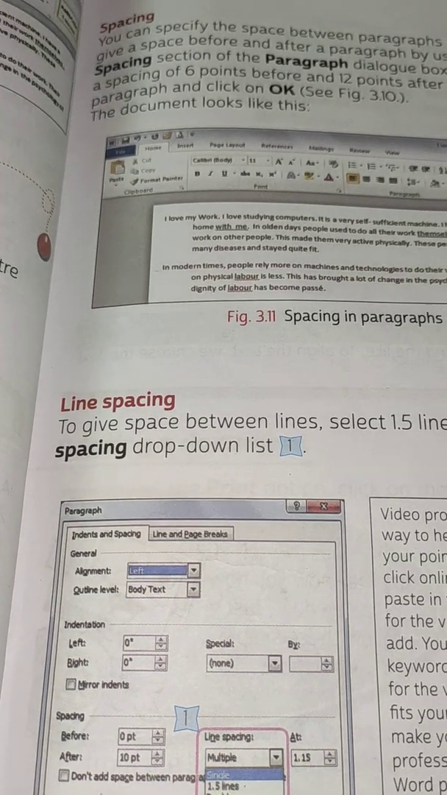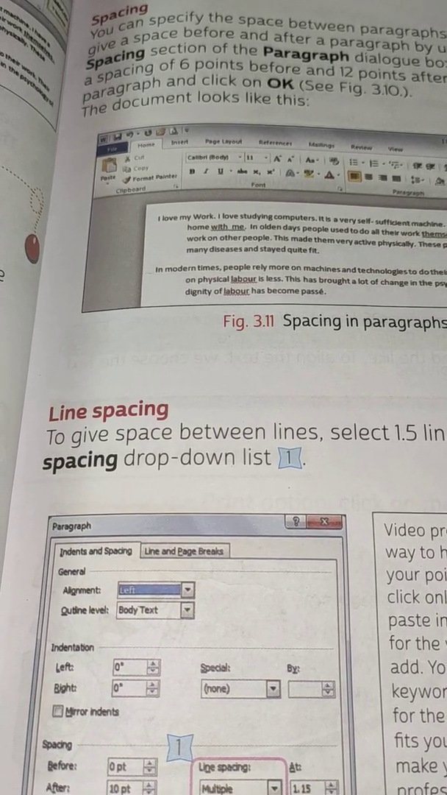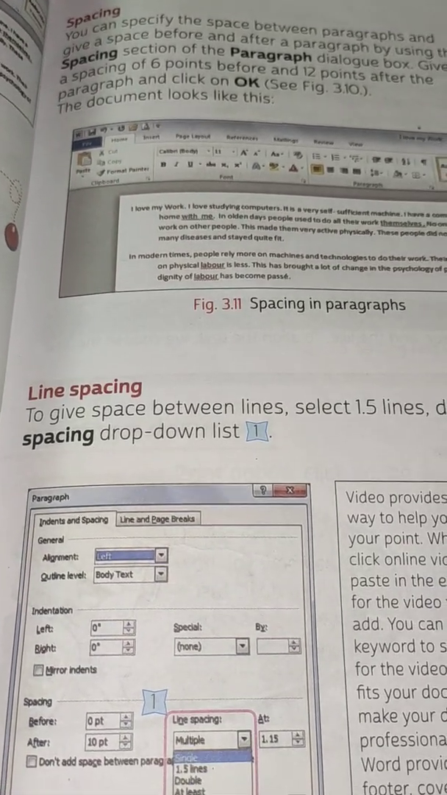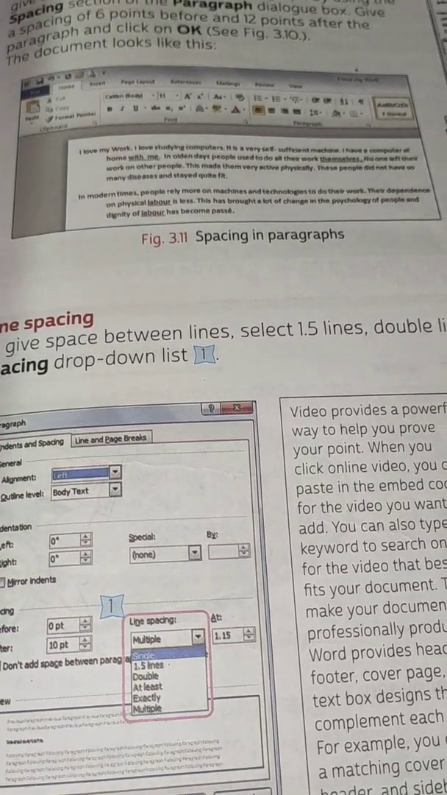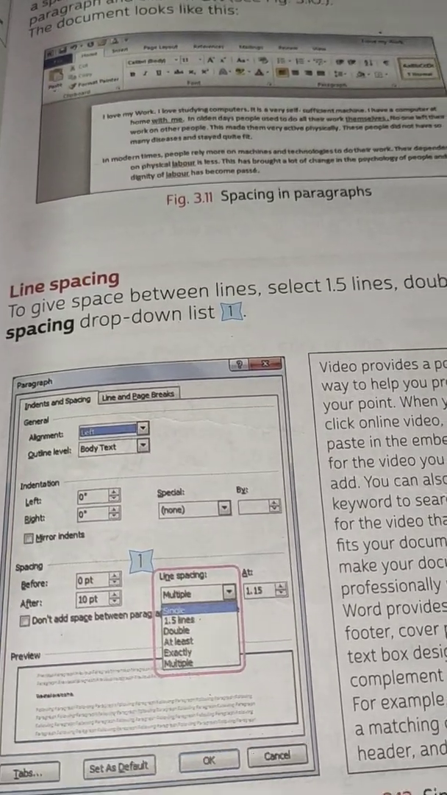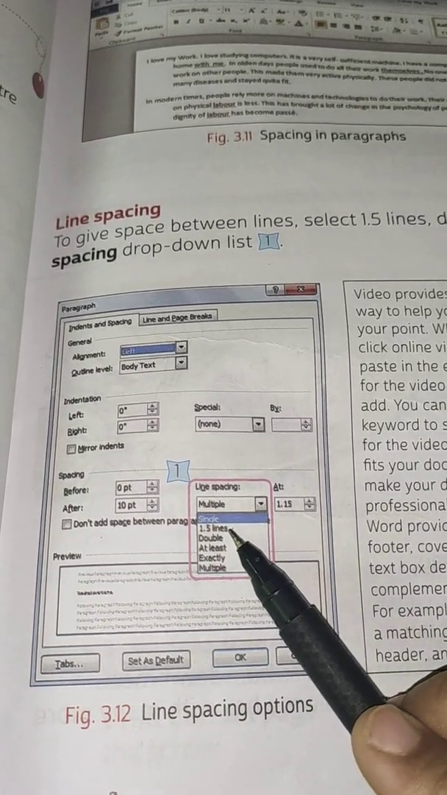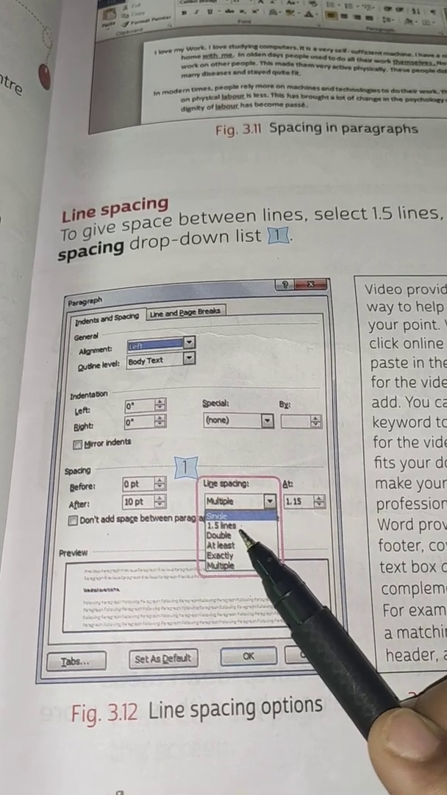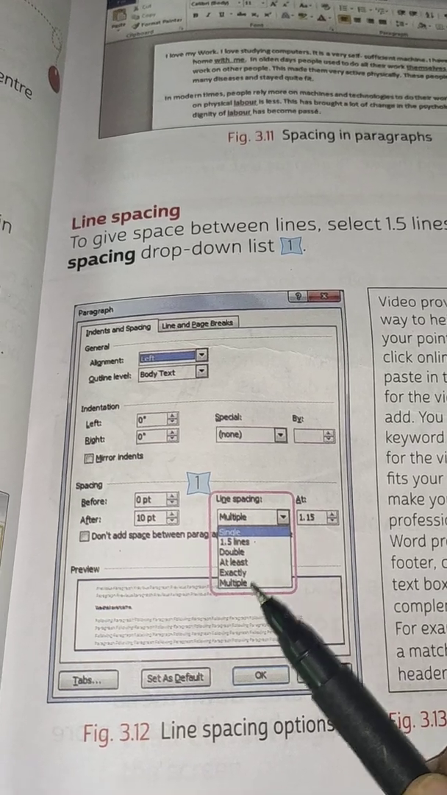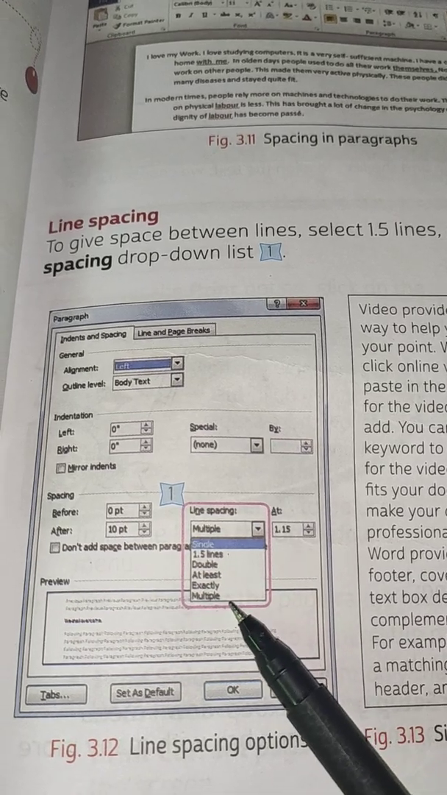Then spacing. You can specify the space between paragraphs and give a space before and after a paragraph by using the spacing section of the paragraph. Okay, then line spacing. When you type anything, you give space by the help of line spacing. See here figure number 3.12, line spacing options. Here is single spacing, then 1.5 lines, then double, then at least, then exactly, then multiple. Whatever you want, you select these and then give the line spacing by the help of these options.